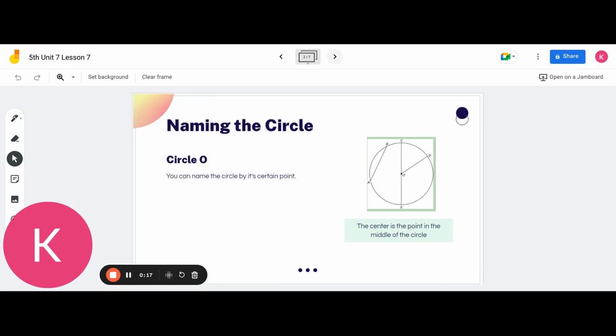So, naming your circles. I'm going to be using this particular example that they've given us here. When we go to name our circle, you always want to name it by the center point that they write in. This one just happens to be the letter O, so we would call this circle O. If they put any other letter there, say an M or a K, then you would call it circle K or circle M. It's just named by the center point.